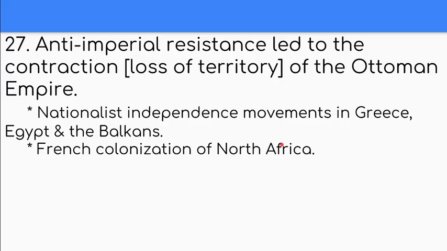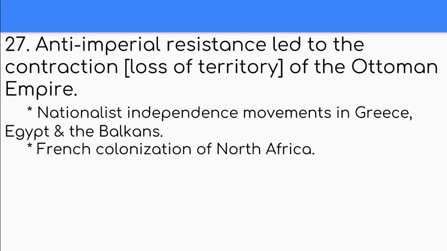Now, we mentioned, of course, that as these empires are expanding and growing, the people that are being expanded upon are going to resist quite a bit. And in this case, we see that the Ottoman Empire, even though it is a land-based empire, is actually going to weaken. In other words, it's going to contract, meaning it's not going to expand, it's actually going to lose territory, unlike Russia, unlike China, or unlike the United States.